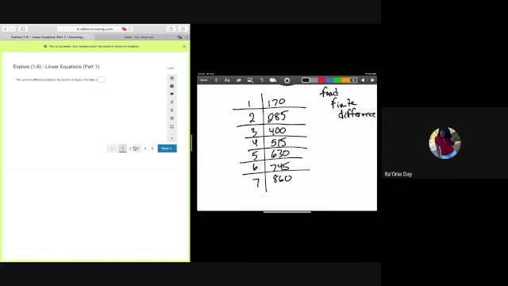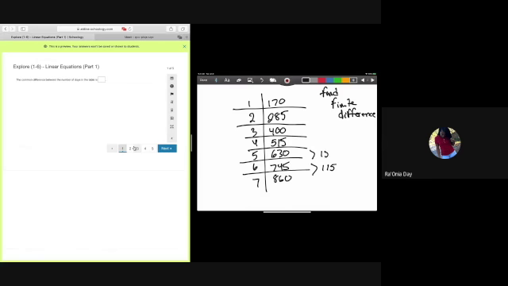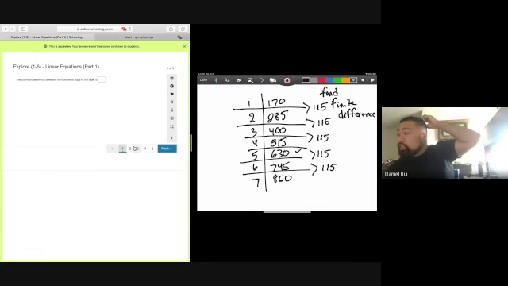860 minus 745. Yep, that's 115. And then 745 minus 630, right? And then I'm going to do 630 minus 515. So after you do it about 3 or 4 times, you notice that it's going to be 115. So can you assume that the rest of this is 115? Yes. Cool. Okay. So that is going to be the finite difference.